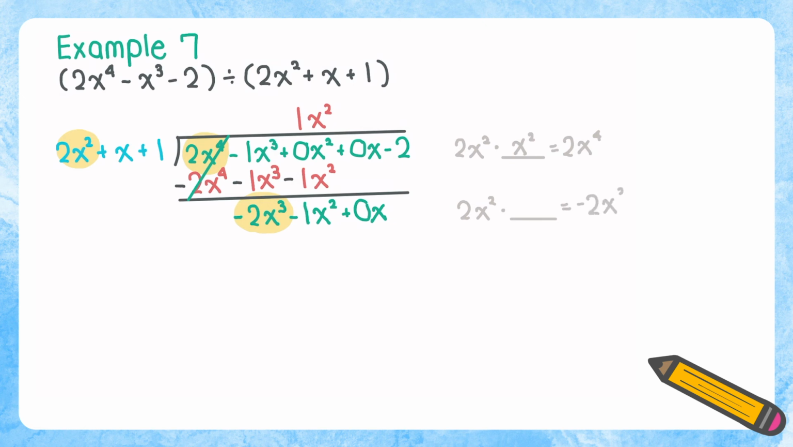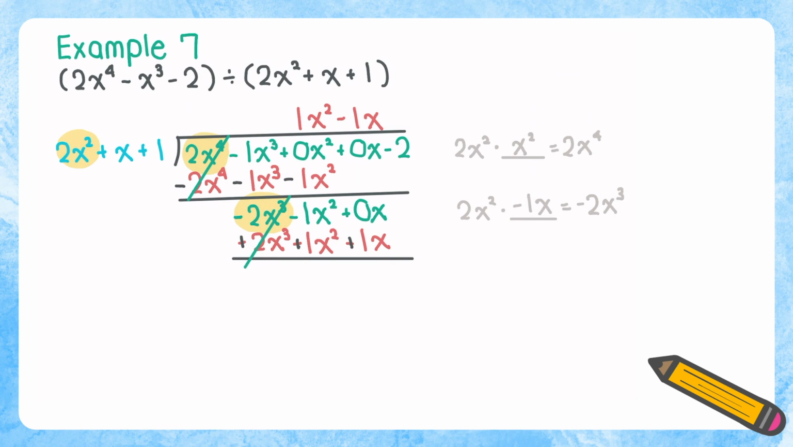And again, eventually you'll be doing this part in your head, but you can always write it on the side if it helps. Right, so I get negative 1x. Let me write that up here, and then I'm going to distribute it. Once I distribute, I get negative 2x cubed minus 1x squared minus 1x.